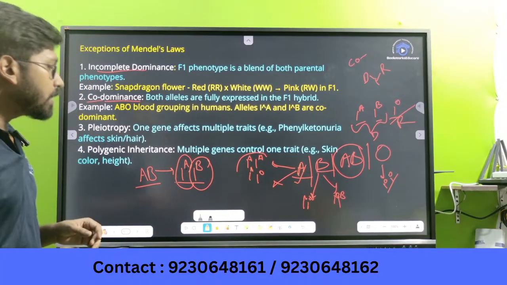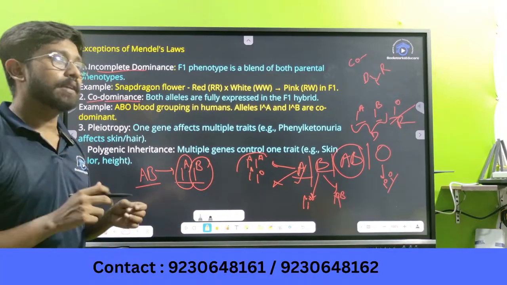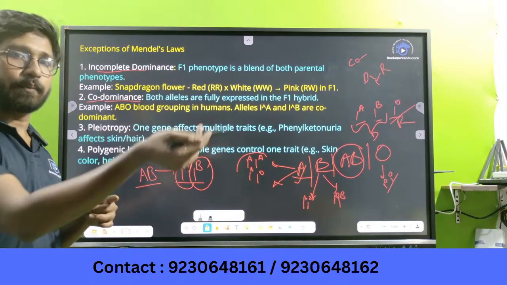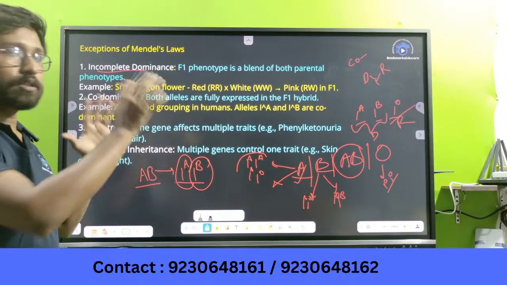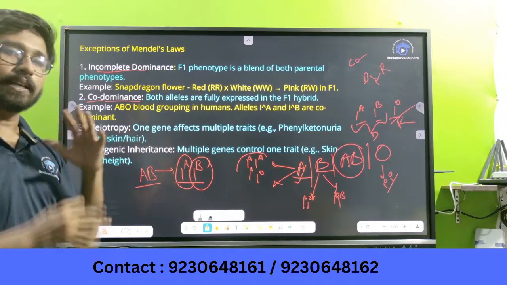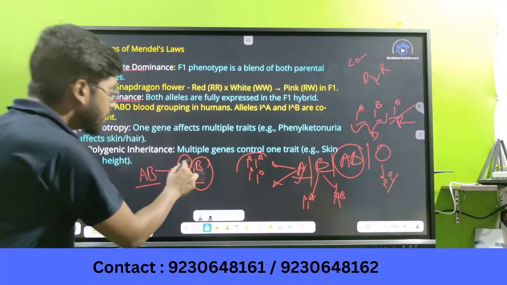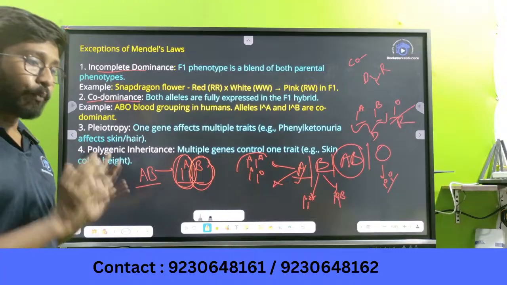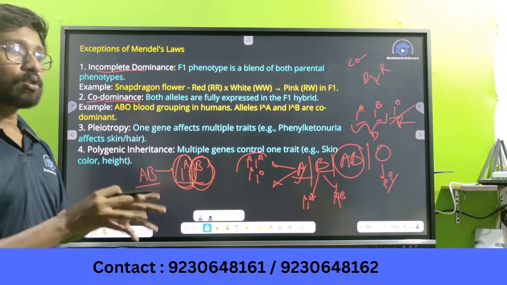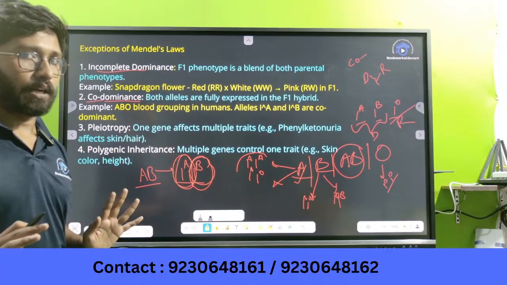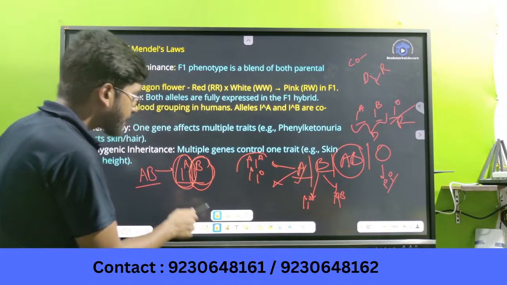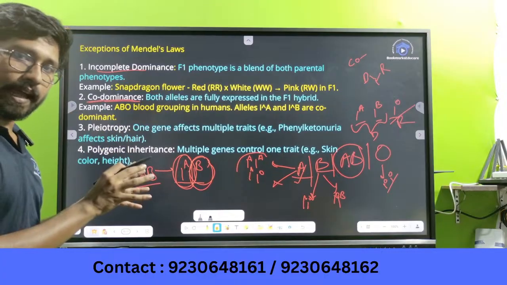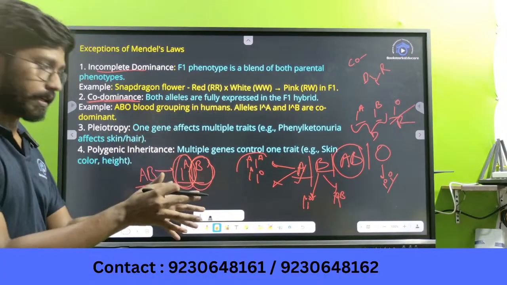In your molecular biology section, you will study one thing called central dogma, where from DNA you get RNA and then you get protein. All these traits we are talking about are some kind of protein that is being expressed. Now, these IA and IB characteristics both produce working protein. So we get both the characteristics in our blood. That's why we call it co-dominance, as in both are dominant together.